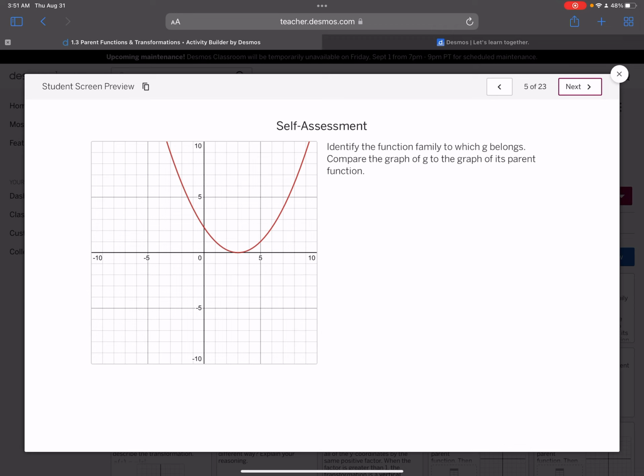This next one, this is quadratic, that U shape, and it's shifted over to the right 3 units. So that origin, again, I've moved that point over. And then thinking about the quadratic function, hopefully you were able to see this. This looks like a vertical shrink, so it looks like I squished it from the top down.